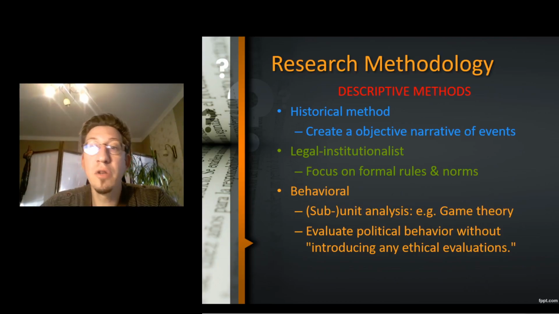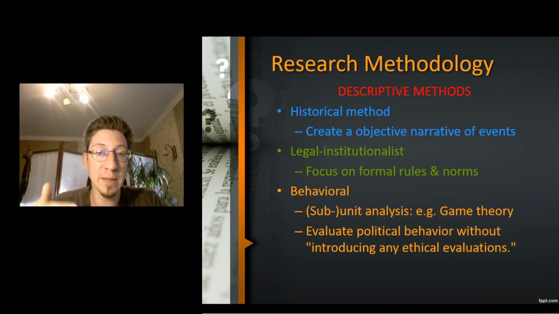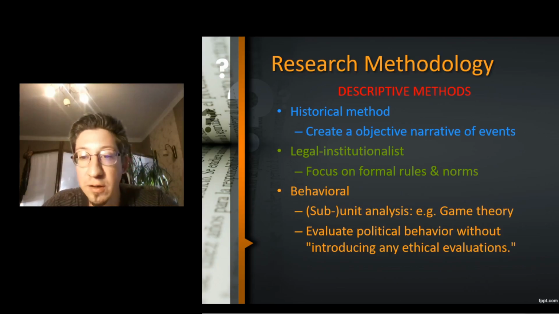Then you have the legal institutionalist, in which you look at formal rules and norms and you track them. You see how units or actors behave according to them or break them. Why does this happen? How did these norms and ideas evolve over time? So that's also a way to work in social science or political sciences.